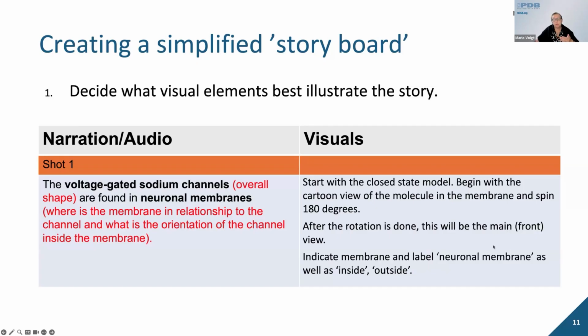And then indicate the membrane and label it neuronal membrane, because we are just drawing lines. We are not showing the lipid bilayer, so if the user doesn't know what it is, they will figure it out from the label. And of course, we want to indicate the orientation of the channel in relationship to the cell. So what's inside, what's outside. So now we have the notes for our scenes, what we are showing.